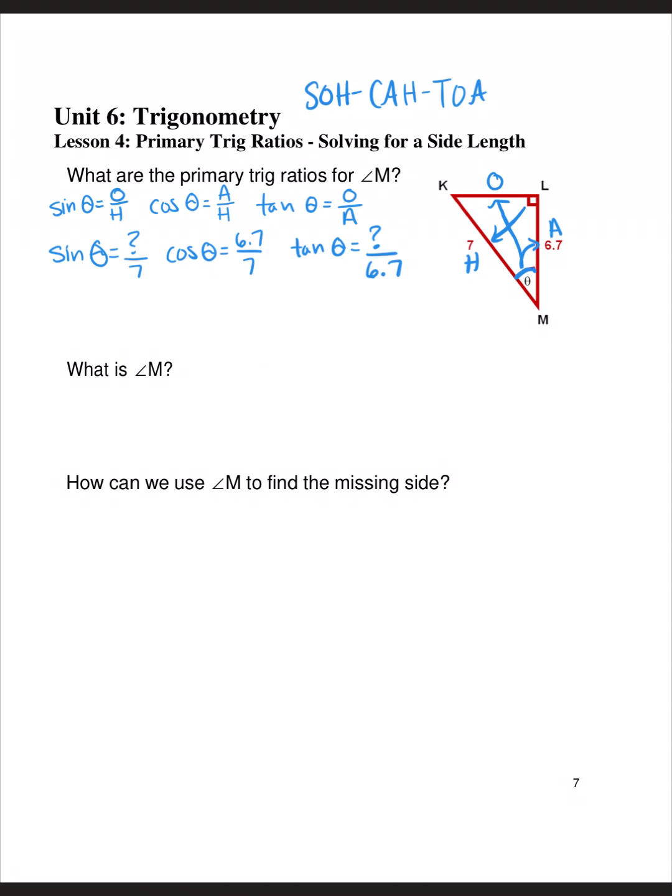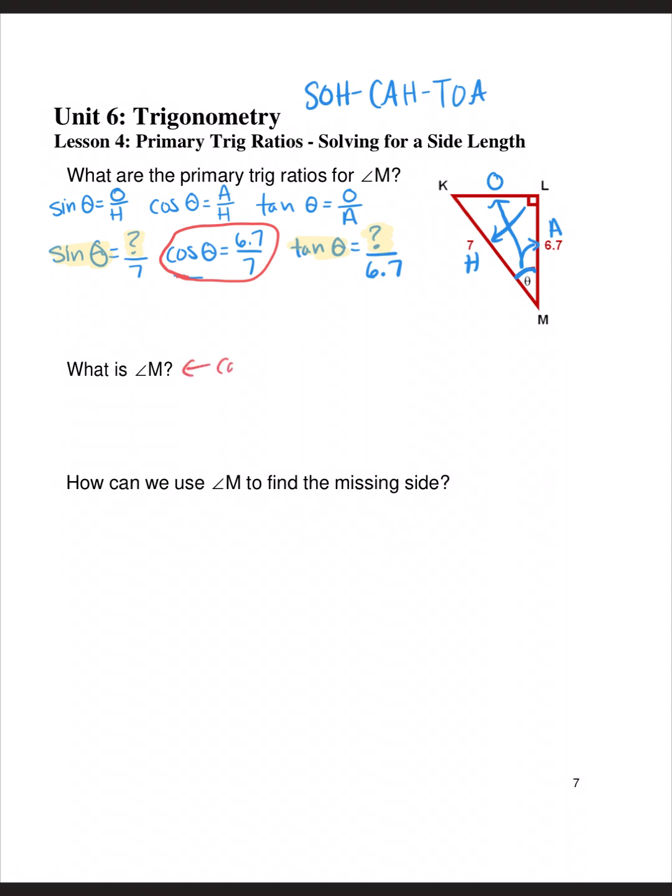So if we're trying to find angle M, which is our theta in this case, we can't do it if we have two missing pieces of information. What I mean by that is if you look at the sine, we don't know what theta is, and we don't know what our opposite side is. If you look at tangent, again, we don't know what theta is, and we don't know what our opposite side is. So we have too many missing pieces of information in this. But with cosine, when we look at cosine, the only thing we don't know is theta. So we do know how to solve when there's just one unknown variable.